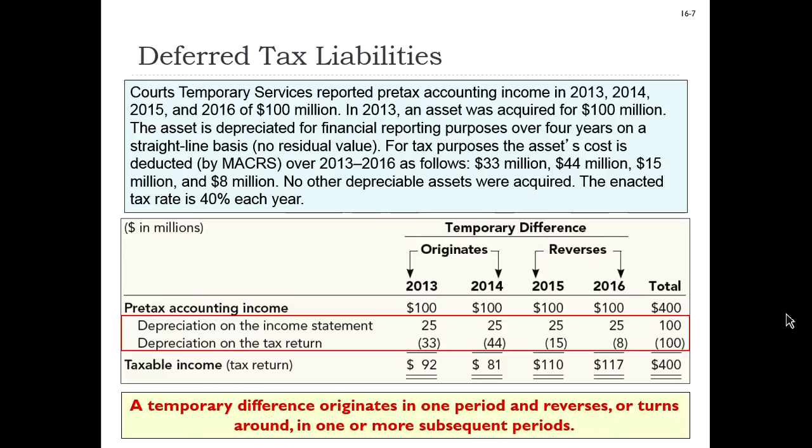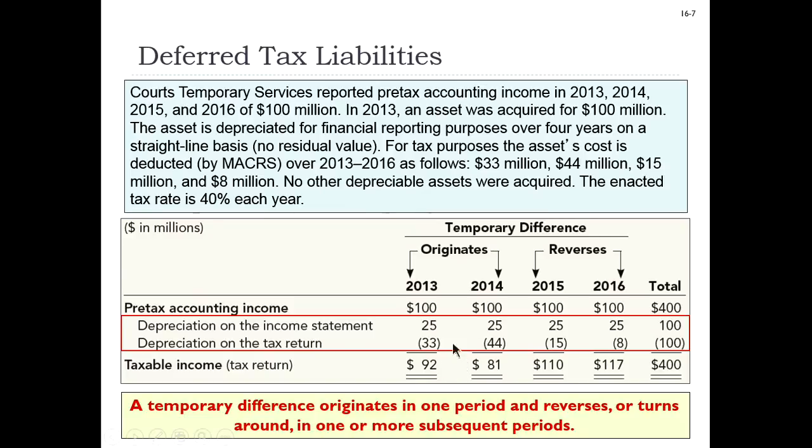Right? We have to note that although depreciation amounts are different in each year, the total depreciation for the 4 years is $100 million for both methods. Also, we can notice from this that although the amounts of pre-tax accounting income and taxable income are different in each year, the total income for the 4-year period is $400 million. So it's the same thing as the prior example.